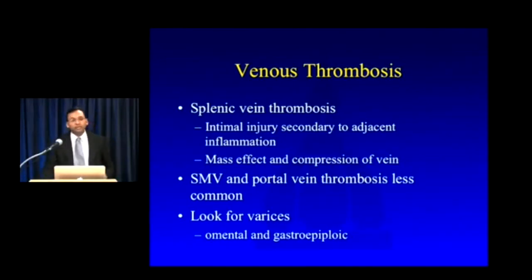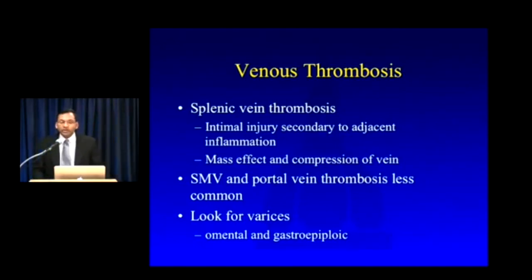Now let's start by talking about venous thrombosis, which is probably more common. Very common as a result of intimal injury to the vessel from adjacent inflammatory change, but can also occur as a result of mass effect and compression of the vein by surrounding phlegmon or fluid collection. It's not surprising, given its anatomic position, that the splenic vein is the most commonly thrombosed vessel, but the SMV and the portal vein can be affected as well, albeit less commonly.